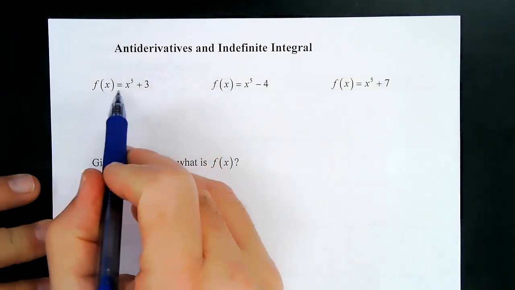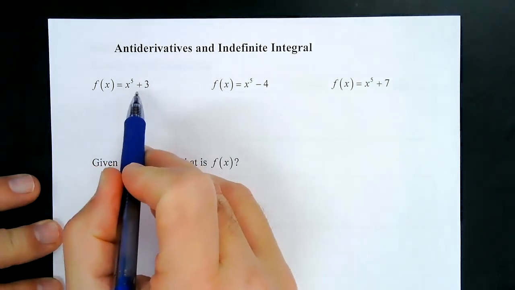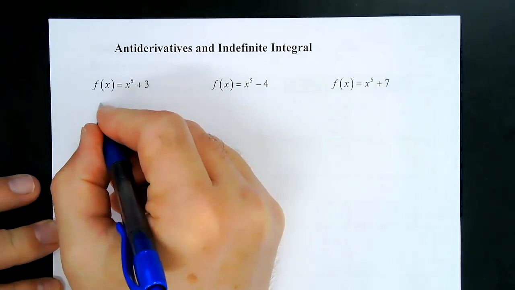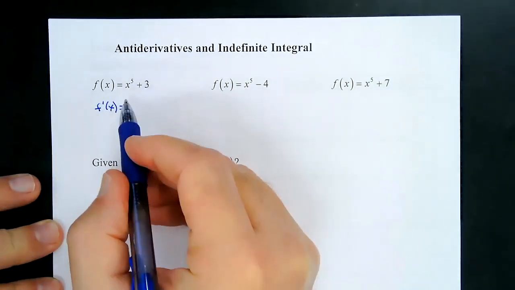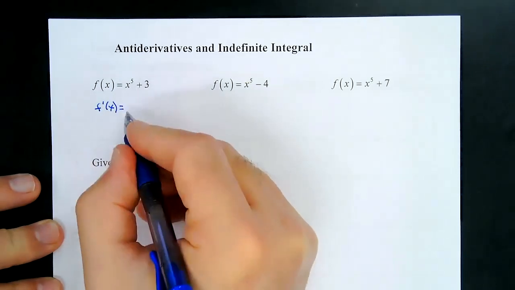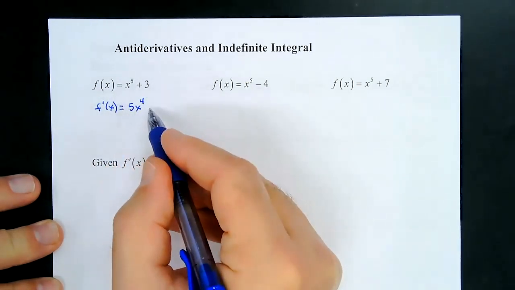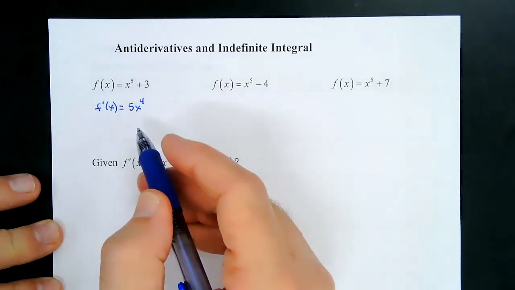Okay. But look at this. The function is f of x equals x to the fifth plus 3. So the question is, what's the derivative of this? What is f prime of x? Well, we'd have to apply the power rule here, right? So this would be 5x to the fourth plus, and then the derivative of 3 is just 0. So the derivative is 5x to the fourth, okay?